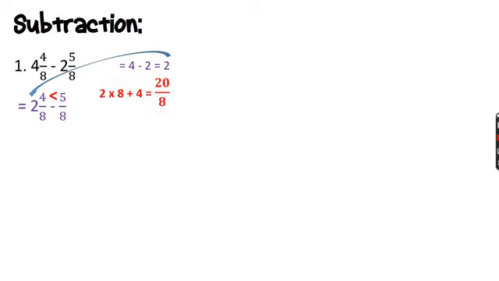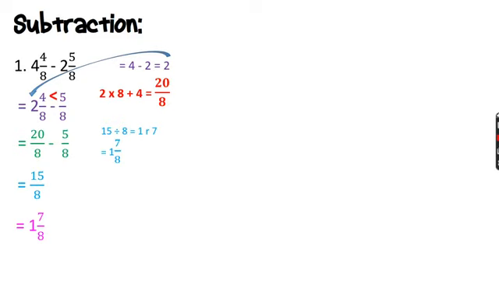Now, I take my whole number, multiply it by my denominator, and plus my numerator. So, it's 2 times 8 plus 4, which gives me 20/8. Now, I have 20/8 minus 5/8. This is going to give me 15/8. This is an improper fraction, so I need to turn it into a mixed fraction. So, 15 divided by 8 equals 1 remainder 7. And this is my final answer, 1 7/8. 7/8 cannot be simplified any further.